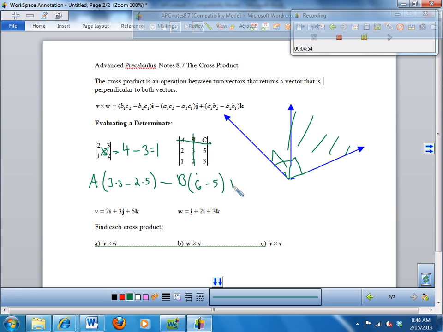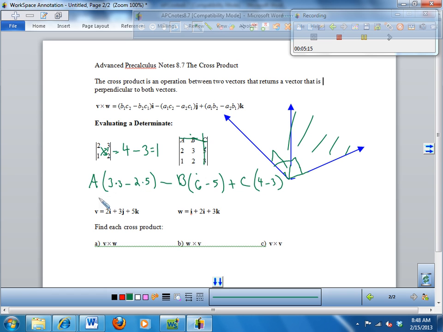And then it goes plus C times, and then you cross out C's row and C's column. What's left over is this determinant right here, which is 2 times 2, which is 4, minus 3.